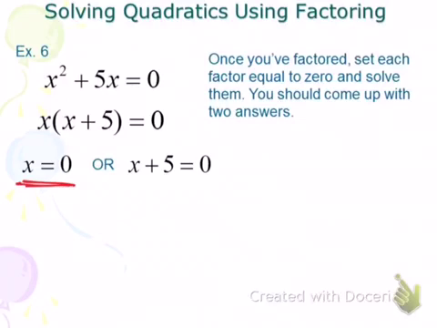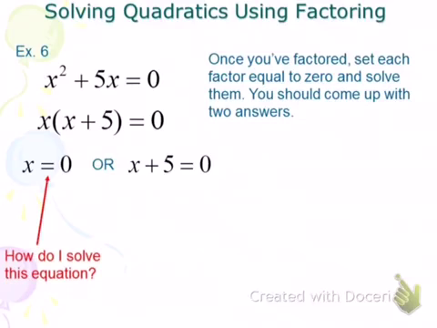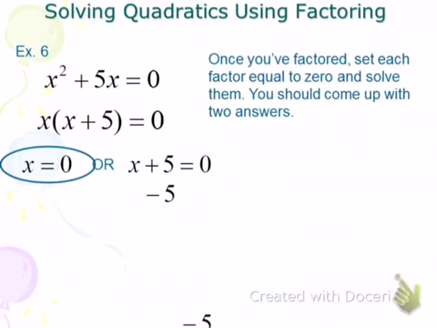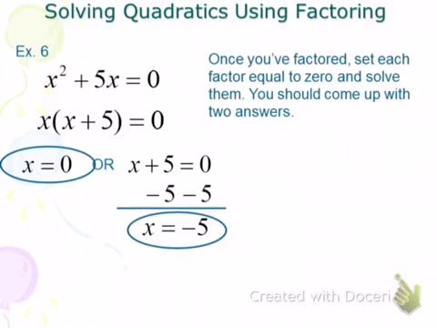All right, and the next solution is going to be x equals -5. Can you do a quick check of that? What do you get when you plug 0 into this original equation? You get 0 squared plus 5 times 0, and that's equal to 0, isn't it?